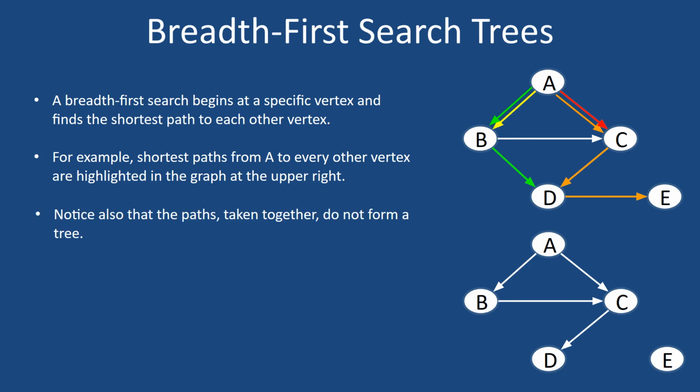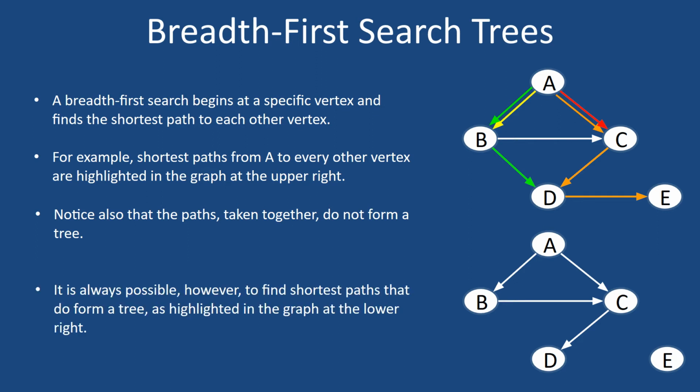But there's a problem with the way I did it. They don't form a tree. If we ignore the colors, imagine that we change them all to the same color. You don't have a tree. What do I mean by that? The edges that we're using, we don't use the edge from B to C, the rest of the edges we use.